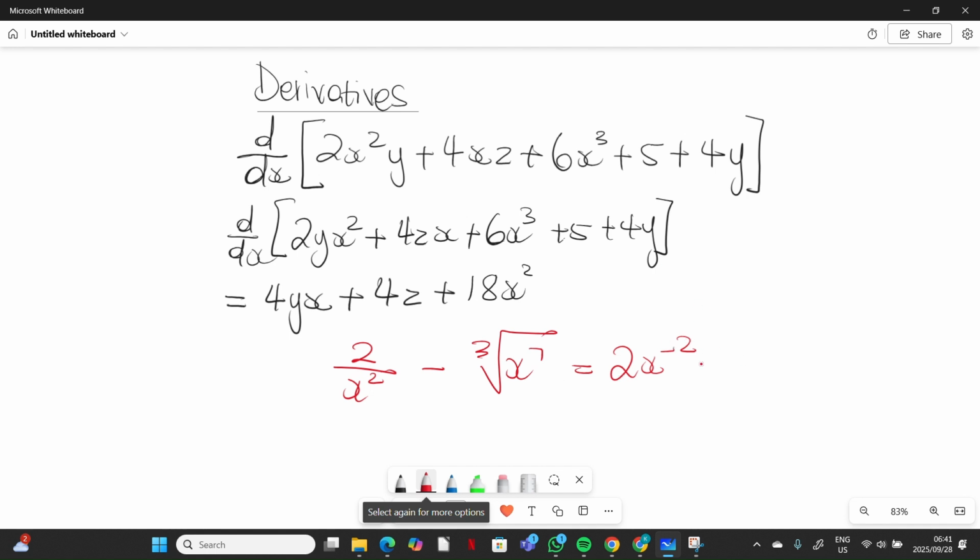Then after that, you're going to say minus. Now here come the exponent laws. You're going to say x to the power of 7 divided by 3. Then from there, if you're asked to derive this, you would say 2 times negative 2, you get negative 4x to the power of 3. Then here you get negative 7 over 3, then x to the power of what? 7 over 3 minus 1, which should give us 4 over 3.